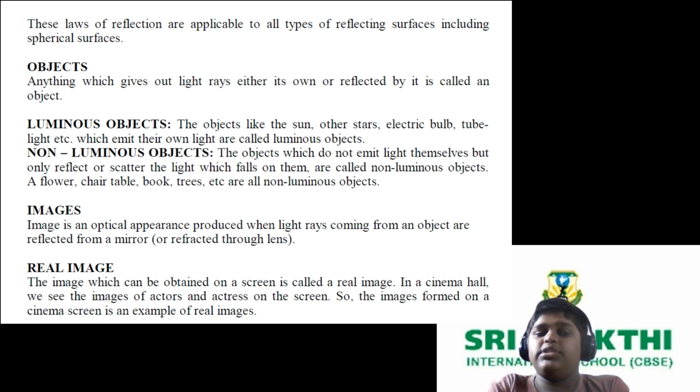are non-luminous objects. Images. An image is an optical appearance produced when light rays coming from an object are reflected from a mirror or refracted through a lens. And a real image. The image which can be obtained on a screen is called a real image. In a cinema hall, we see the images of actors and actresses on the screen. So the images formed on a cinema screen are an example of real images.